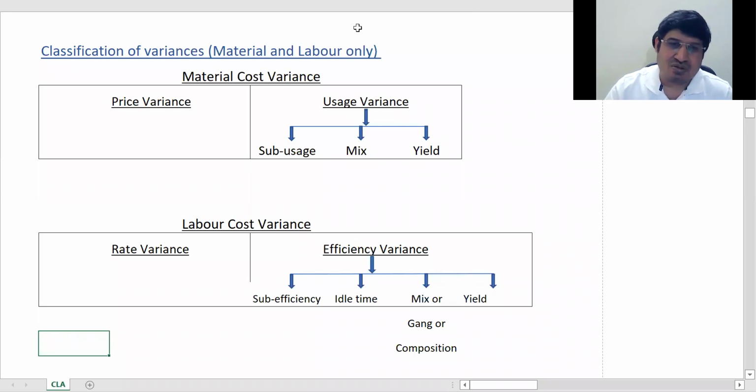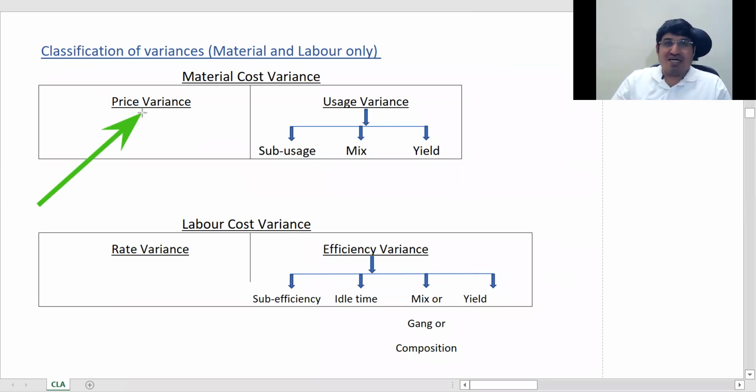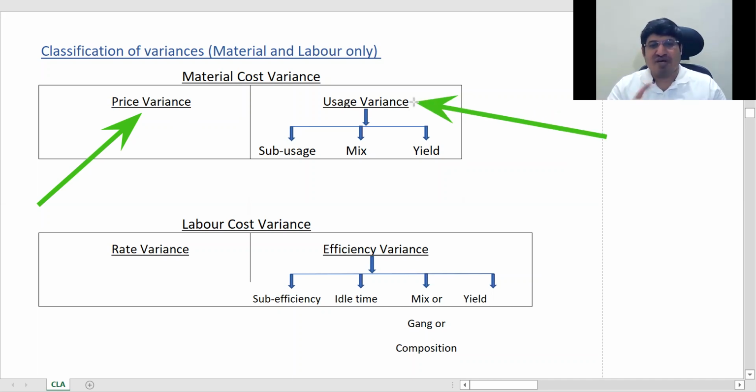Okay. So material cost variance is divided into two parts. One is called material price variance. This price variance comes because your standard price and actual price are different. The actual price of purchase is more or less than your standard price. That causes your price variance. Second is usage variance. So for one product, if you had to use say 100 kgs, but you have used 105 kgs, that is called usage variance. You have used more or less.